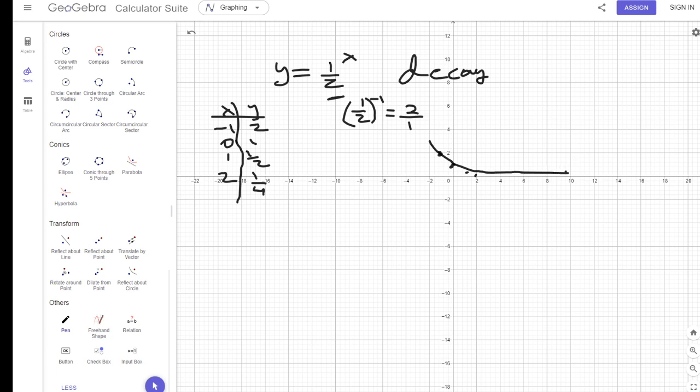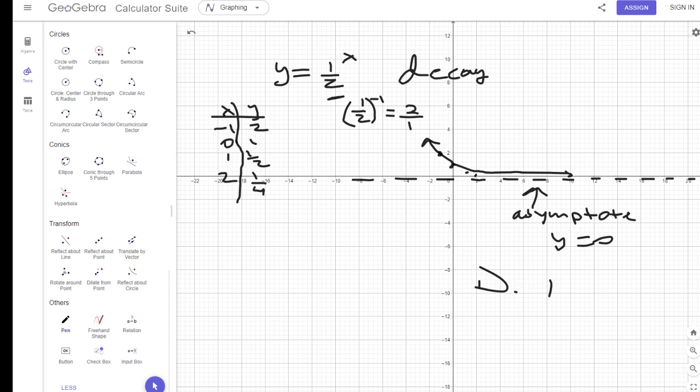So again, we have another asymptote. Remember asymptote? It's a line that's like a barrier. This graph does not go over that line. This is another asymptote, and that asymptote is y equals 0. Okay. Domain. Well, domain is also all real numbers. Range is going to be anything greater than 0. And that's it.